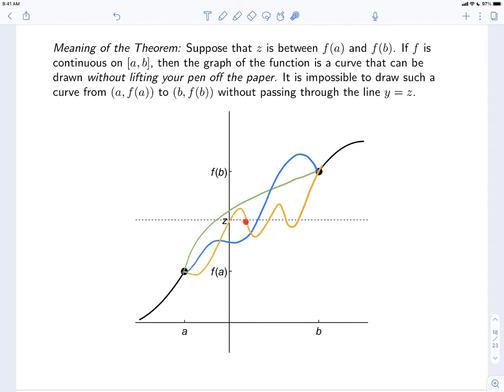But this orange curve, for example, has several places where it crosses this horizontal line. Right here, here, here, here, and here. And each x value that corresponds, every single one of these, gives you a different c value. So there might be many, or there might just be one. Each one of these x values is an input that will give you z as an output.